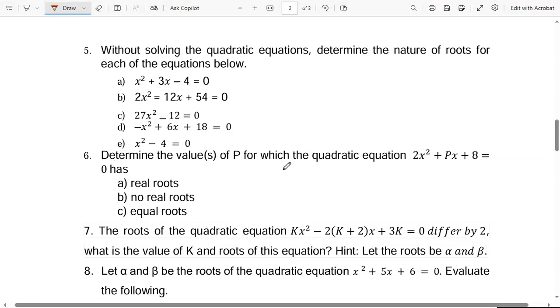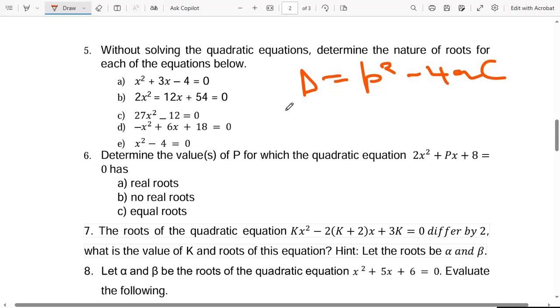Let's look at question number 5 now. They're saying, without solving the quadratic equations, determine the nature of the roots for each of the questions below. Determining the nature is not hard, guys. You just have to know your values of a, b, and c from the quadratic equation, and then you put them in the formula for the discriminant. The discriminant is b squared minus 4ac. You get the b, the a, and the c from the quadratic equation there.